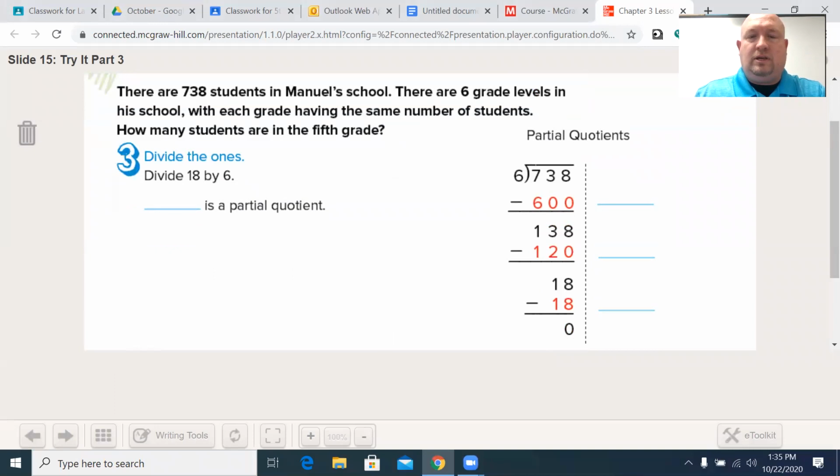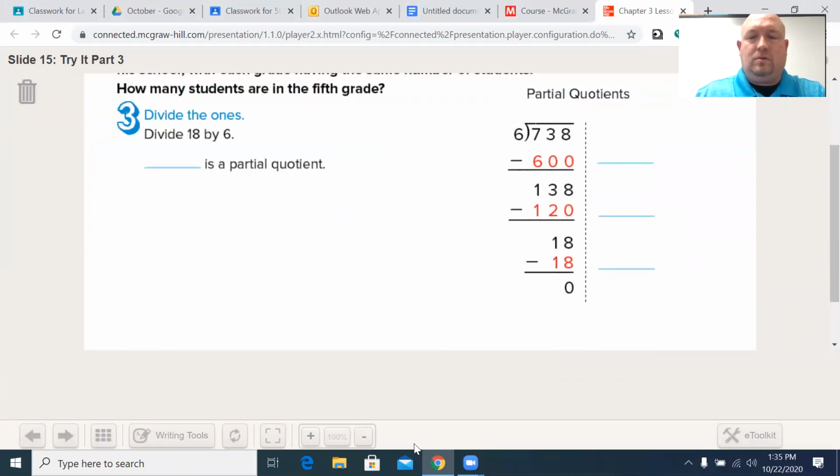Grab my annotation tool again. So over here again, we had 100. We had 20. And now we have 18. How many times does 6 go into 18? 3 times. 3 is that partial quotient. It should be starting to look a little familiar here. All right, make sure you've written this in.